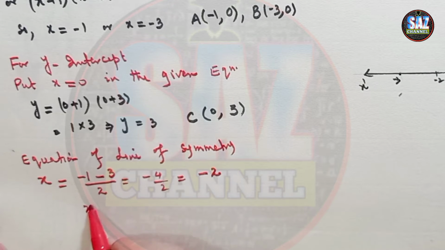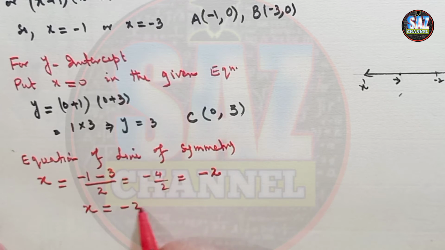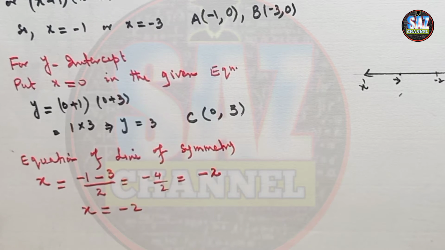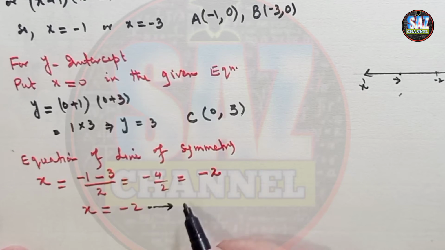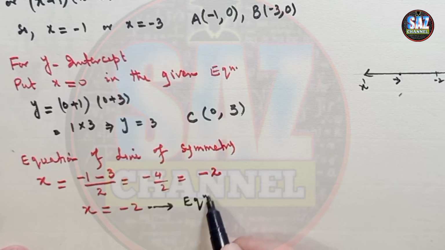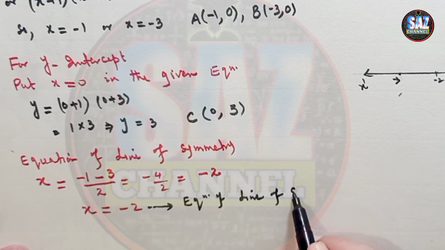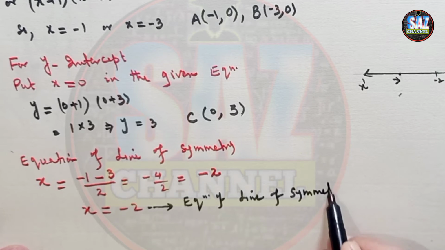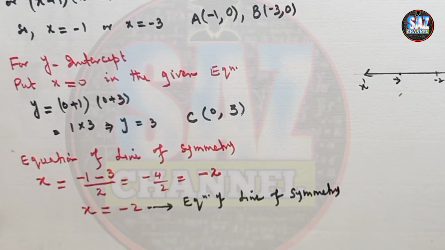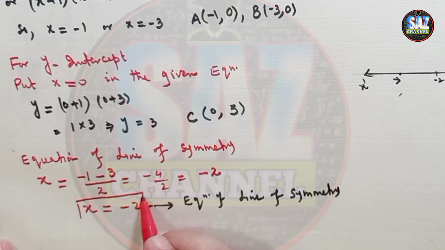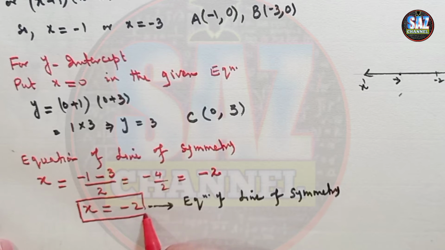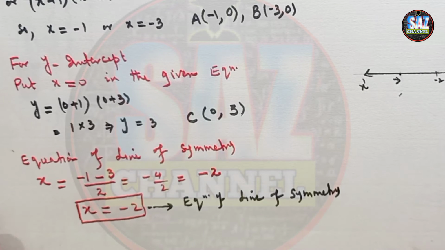So the equation of the line of symmetry is x equals -2, and let me block this answer. Now what is the use of this line of symmetry? It will help us in finding the minimum or maximum turning point.